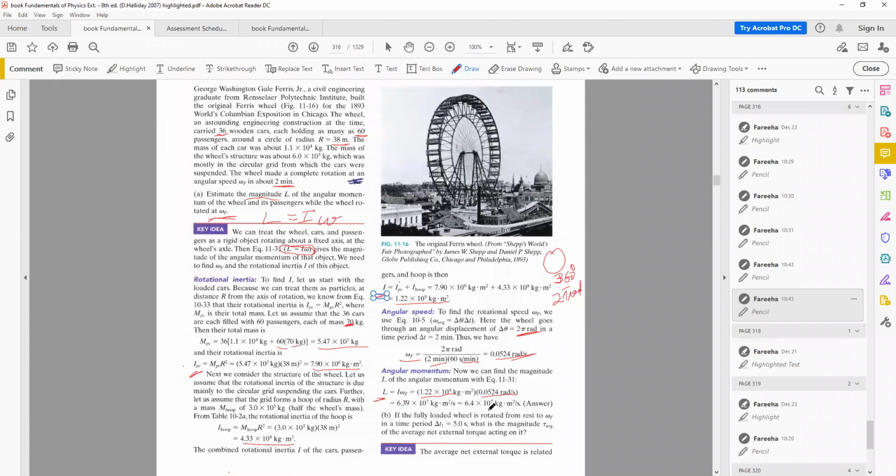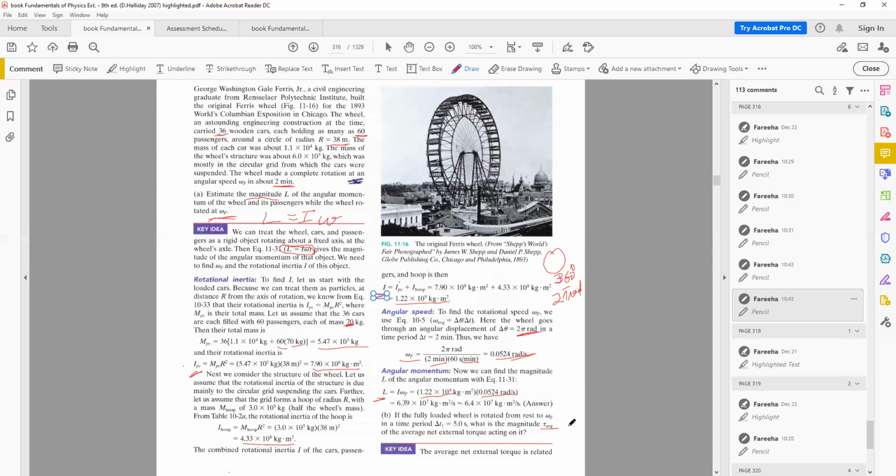Right. So number B part is, this was part number A. Number B part is, if the fully loaded wheel is rotated from rest to omega f. When we say from rest, it means the initial velocity was 0. At rest means 0. Okay, in a time period delta t1 is equal to 5 seconds, what is the magnitude of the average net external torque acting on it?